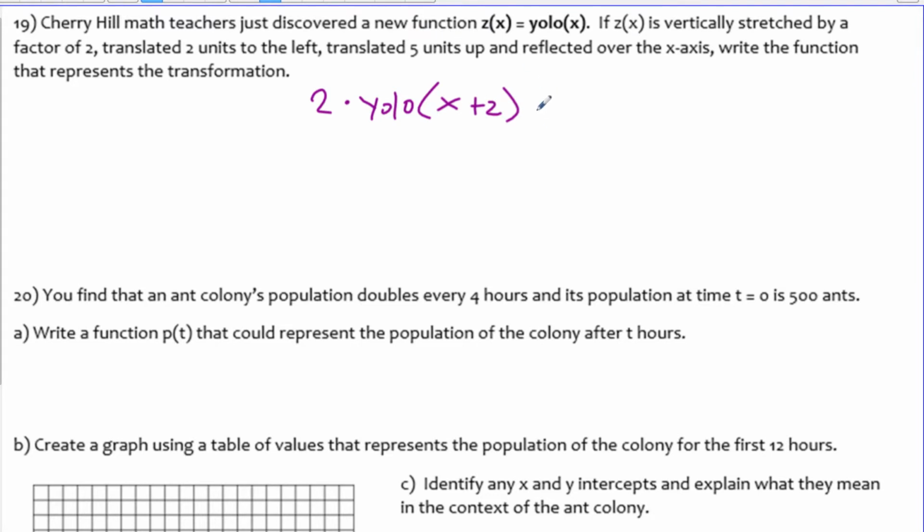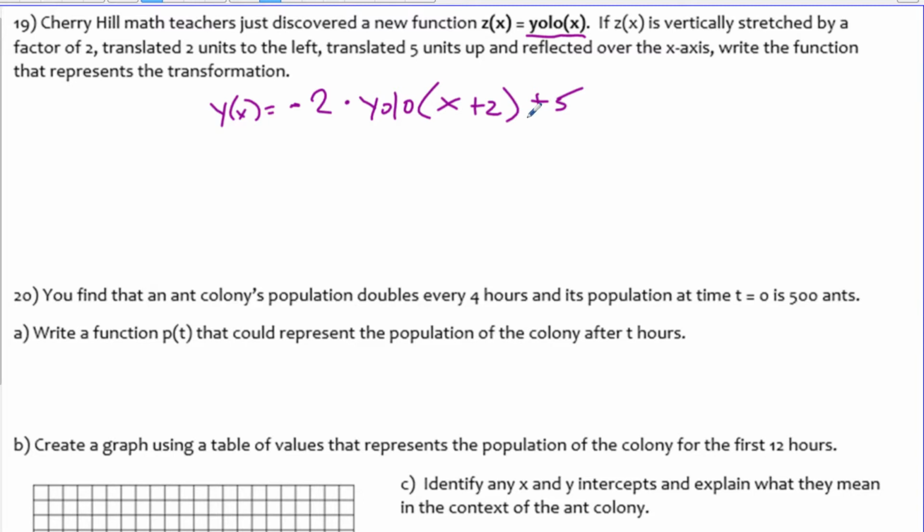So translations to the left by 2 would look like x plus 2, okay? Up by 5 would be plus 5 on the outside, and then reflecting over the x-axis would mean that the a value has to be a negative number. So I could make it this new function, and let's call it, I don't know, y of x, okay? So if I have this new function, it didn't matter that my original parent function was something that we've never seen before. We don't know what the graph looks like.